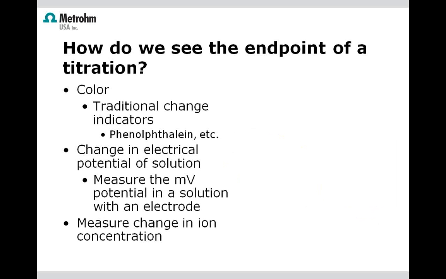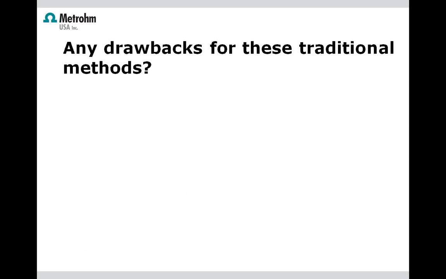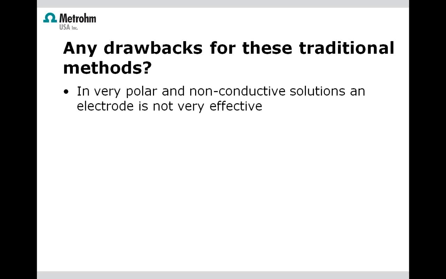And the other thing that we can measure is change in ion concentration in solution. For example, we take the negative log of the hydrogen ion, which gives us pH, and that's one of many things that we can measure directly. But these are all the classic ways. They're very well defined. Most are pretty robust.